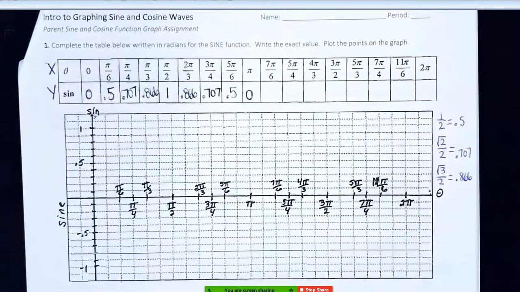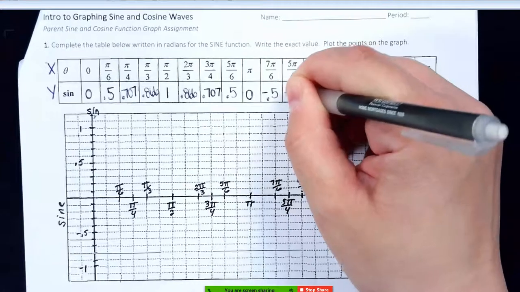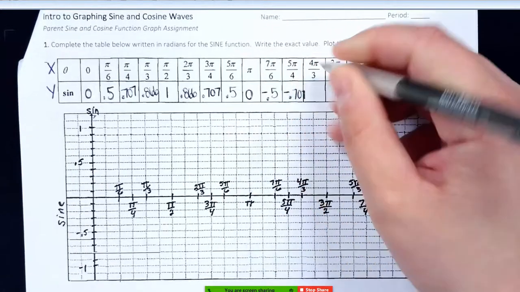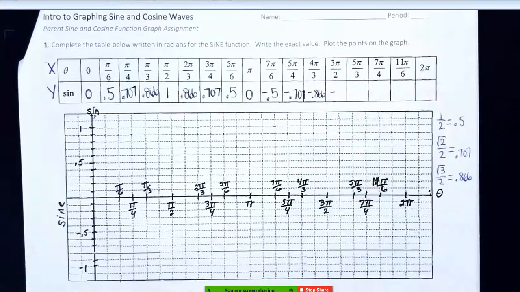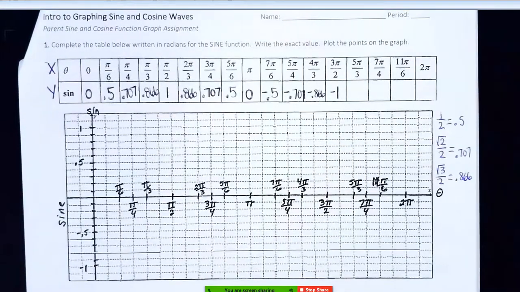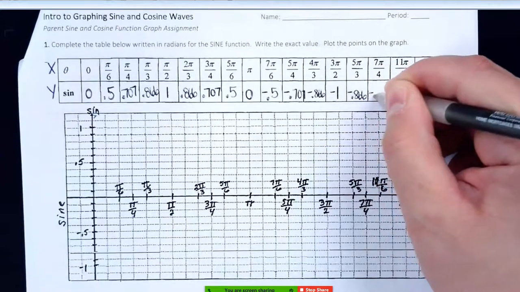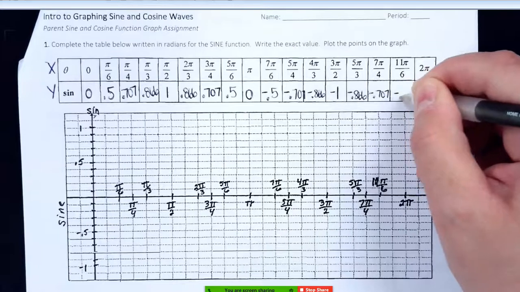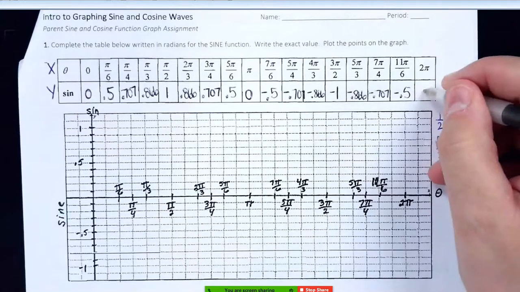Now as I go around the unit circle, I would be on the bottom half of the unit circle, so these are all going to be negative. This is going to be negative 0.5, then negative 0.707, then negative 0.866, and then 3 pi over 2, that's 270, your y-coordinate there is negative 1. Then we're going to go back up. So this is going to be negative 0.866, negative 0.707, negative 0.5, and when you're all the way around the unit circle back at 2 pi, the y-coordinate is back to 0.